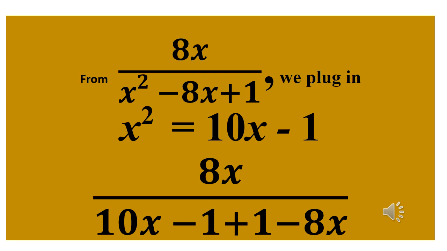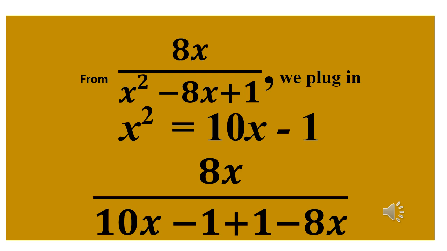So if we continue with the 8x over x squared minus 8x plus 1, and then we plug in the value of x squared, because we have been able to get the value of x squared. x squared equals 10x minus 1, and we have x squared there in 8x over x squared minus 8x plus 1. So we can plug in 10x minus 1 to replace x squared, since x squared equals 10x minus 1.